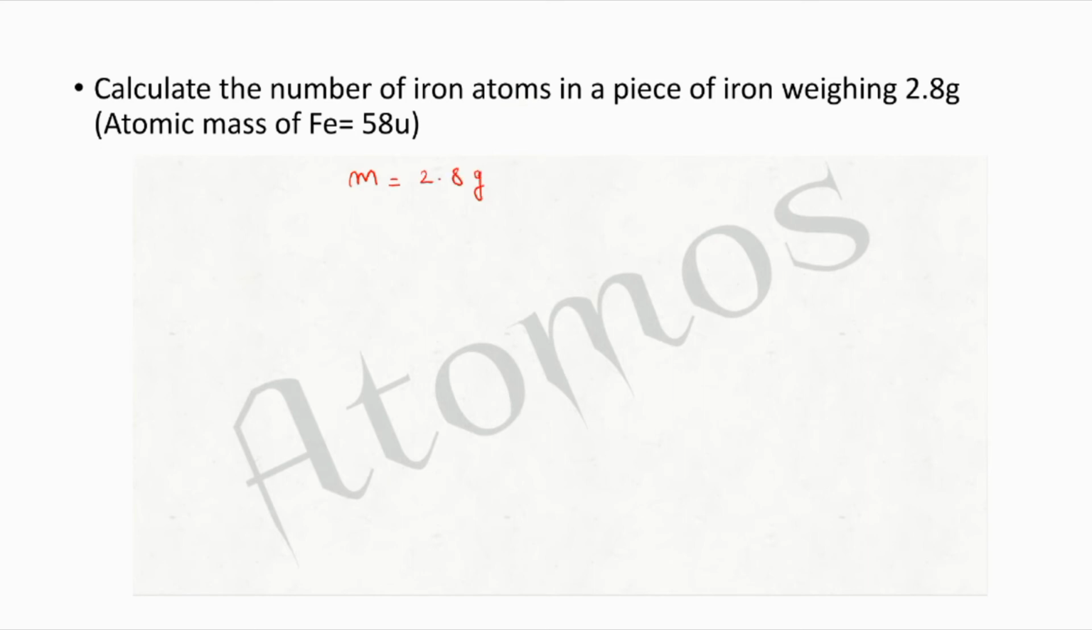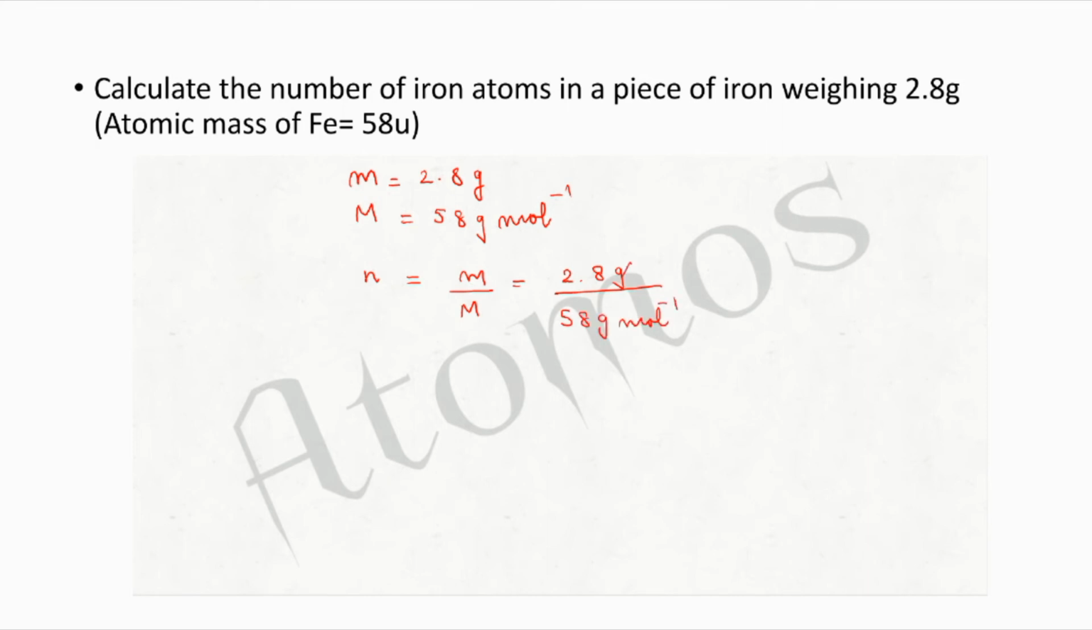The atomic mass of iron is already given. If so, what will be the molar mass of iron? That will be equal to 58 gram per mole. Yes. If so, you can easily calculate the number of moles. Number of moles is equal to given mass divided by molar mass. So, that will be equal to 2.8 gram divided by 58 gram per mole.